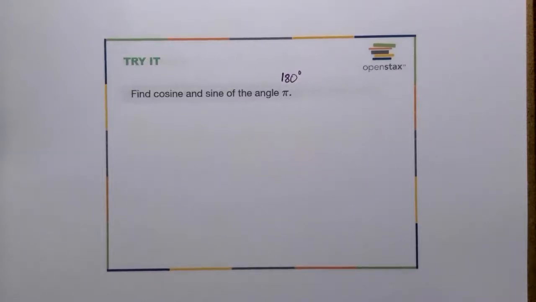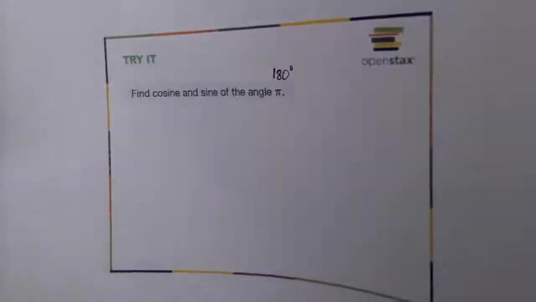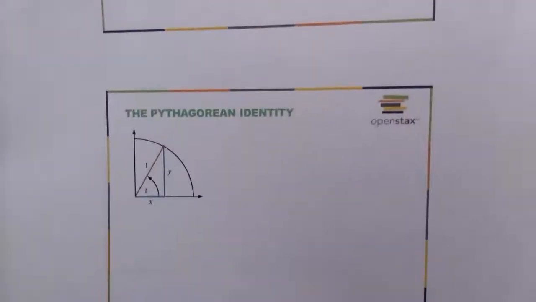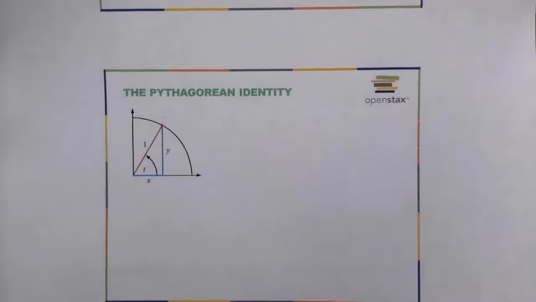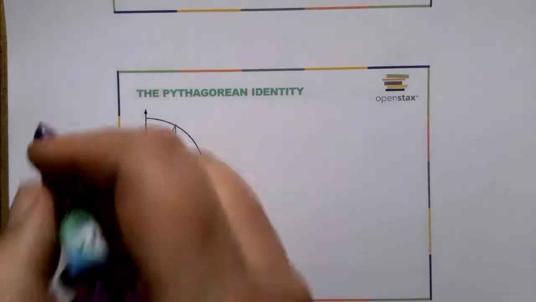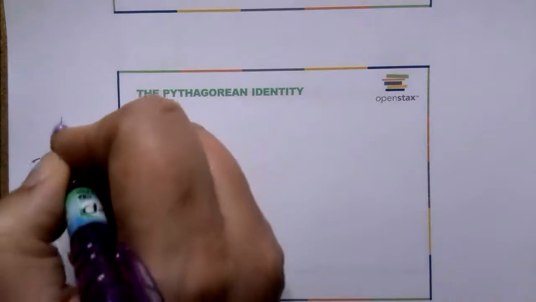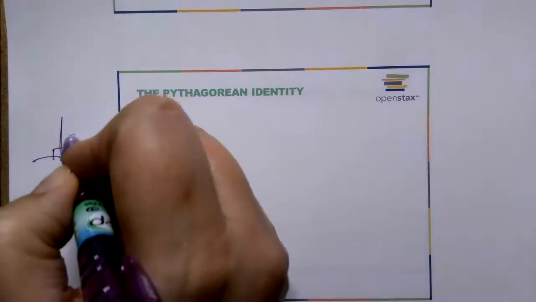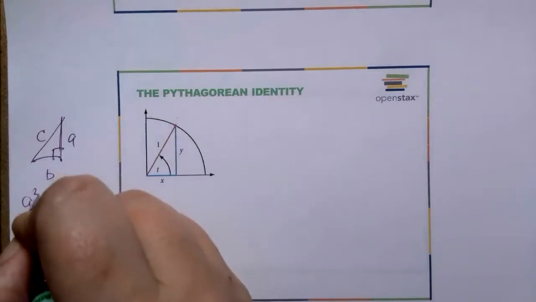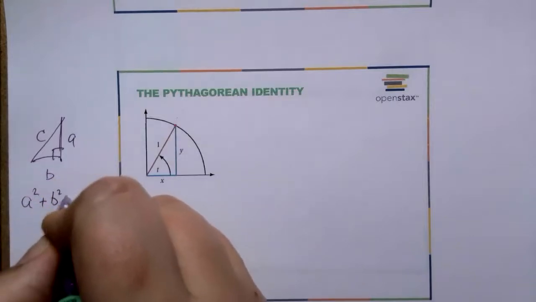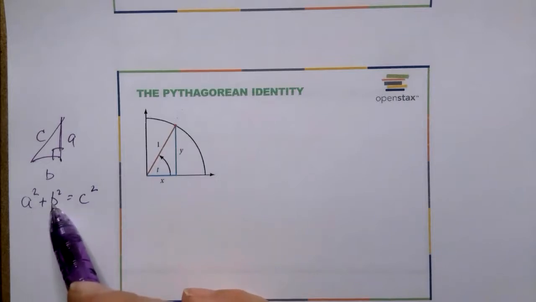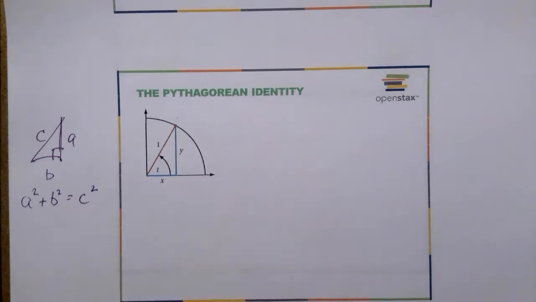All right. So another fact that I want to bring to your attention is the Pythagorean identity. In general, by the Pythagorean theorem, we were saying that if we have a right triangle with legs a and b and the hypotenuse c, we have this relationship between all of those sides of the triangle. The sum of the squares of the legs equals the hypotenuse squared.